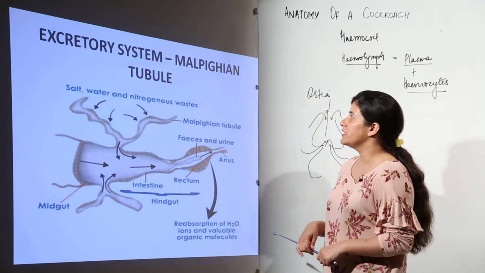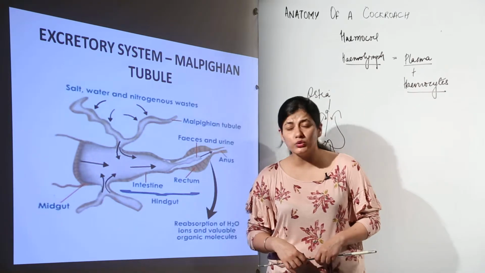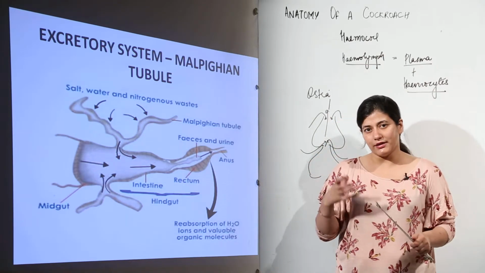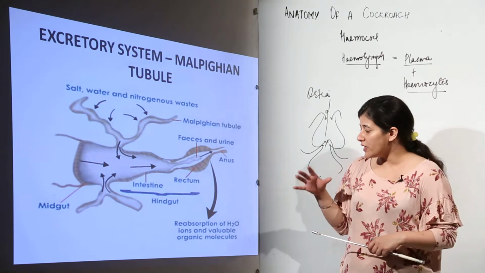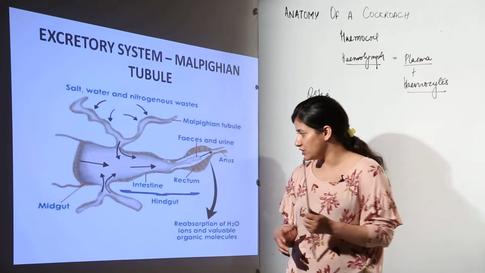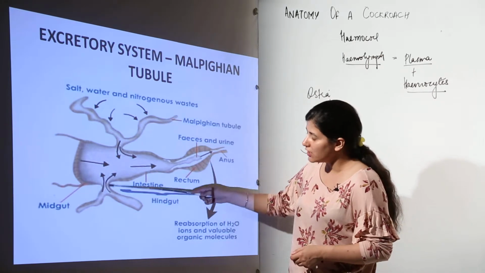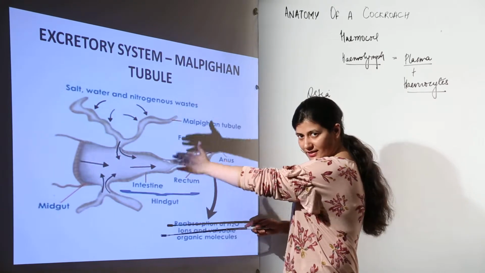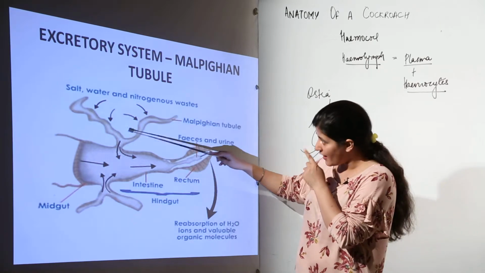Next we have the excretory system, that is of the Malpighian tubules. In the case of Malpighian tubules, we had seen that they were present at the junction of the midgut and hindgut. What we are going to learn over here is how the excretion takes place. See, this is the midgut, this is the intestine, this is the junction. We are showing the midgut towards that side, and this part shows the hindgut. Over here this part is the Malpighian tubule.